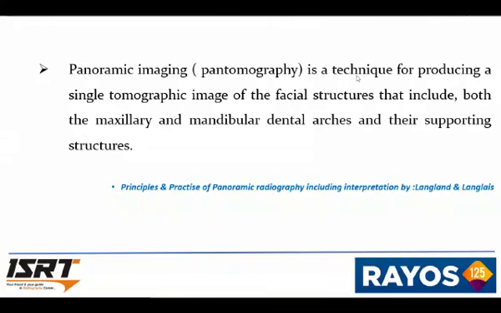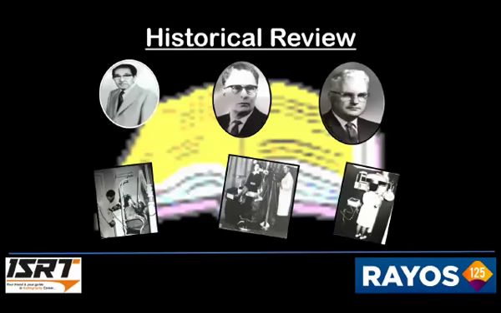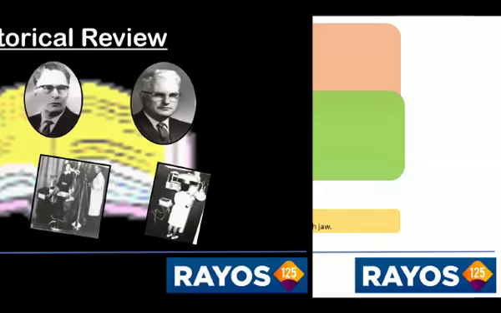Panoramic radiography is a technique for producing a single radiographic image of facial structures, including both maxillary and mandibular dental arches and their supporting structures, with an external source of radiation. In the rotational panoramic radiography method, the X-ray source, patient, and film are made to move relative to each other during the exposure. This is called phantomography.